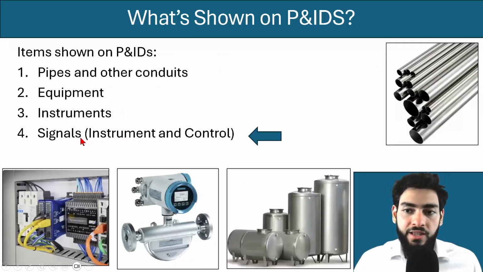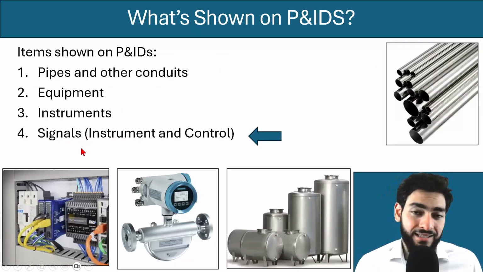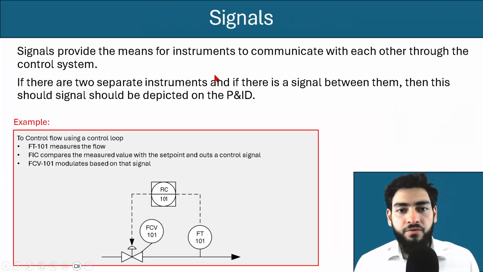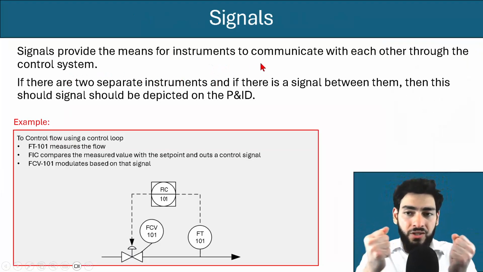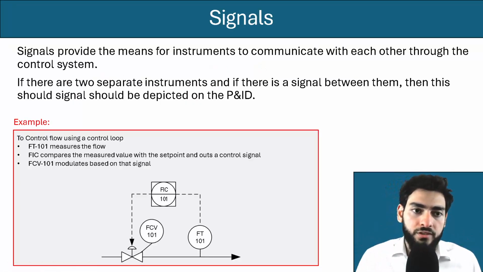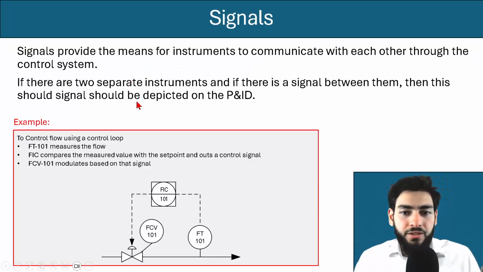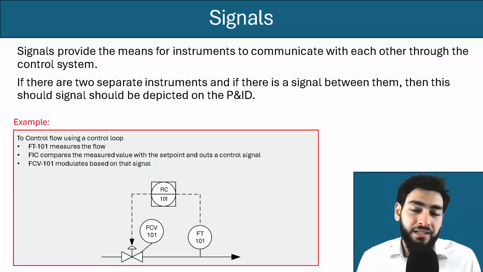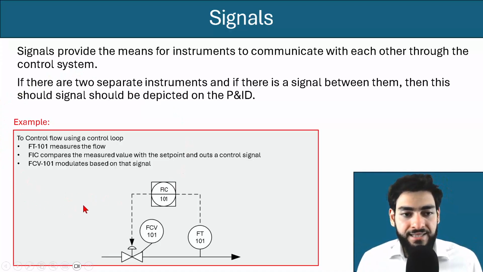Finally, the last category that's usually shown on P&IDs is signals. Signals provide the means for the instruments to communicate with each other through the control system. If there are two separate instruments and there's a signal between them, then this signal should be depicted on the P&ID. Let's see an example here.